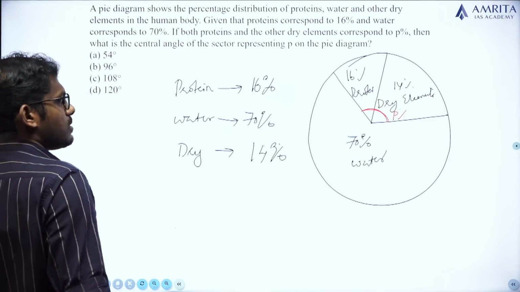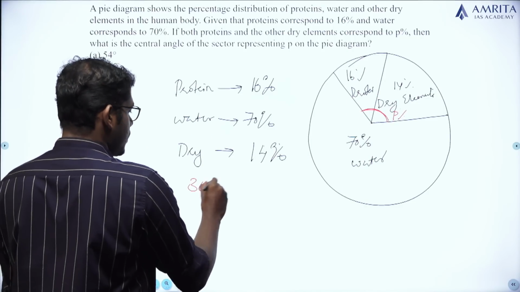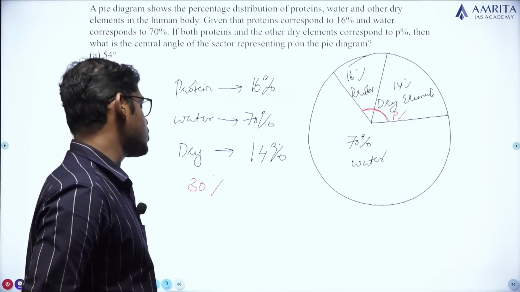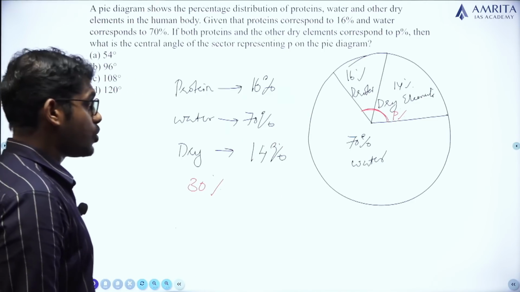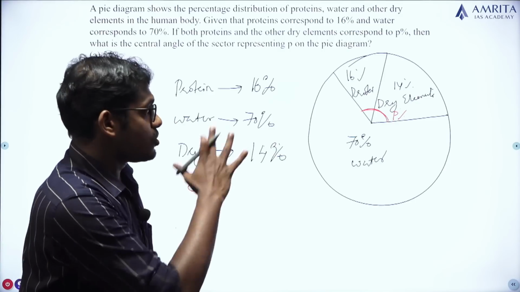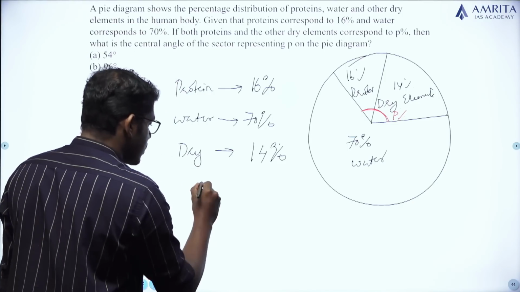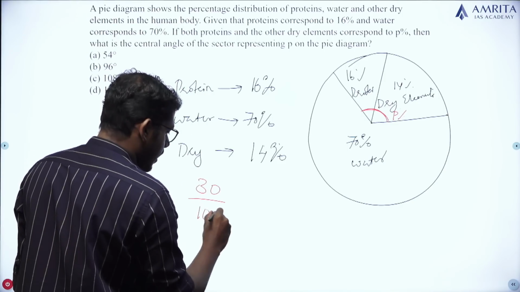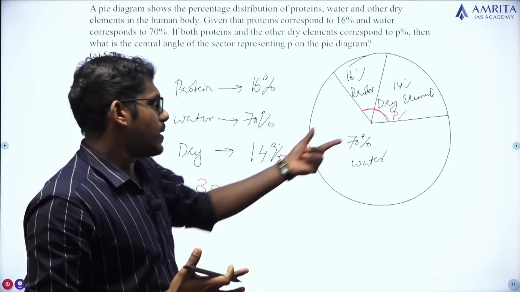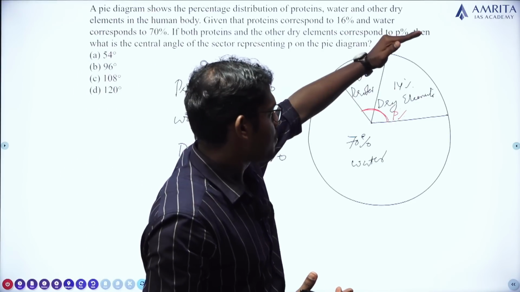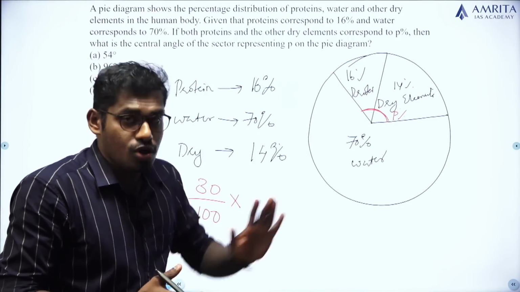So what is the percentage here? 16 plus 14, that is 30. So 30% constitute the P, that is, protein and dry elements together. Okay, 30%. So what does 30% actually mean? 30 divided by 100. We have to find the degree that constitutes P percentage.